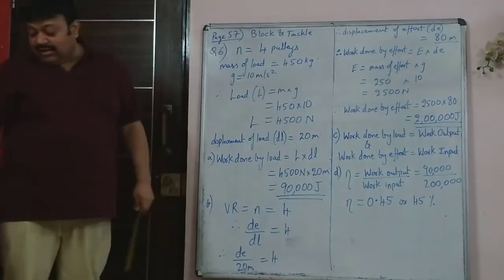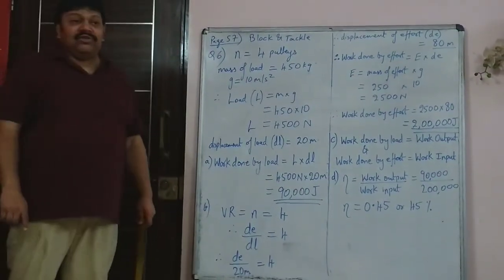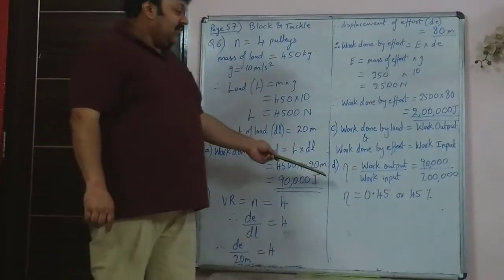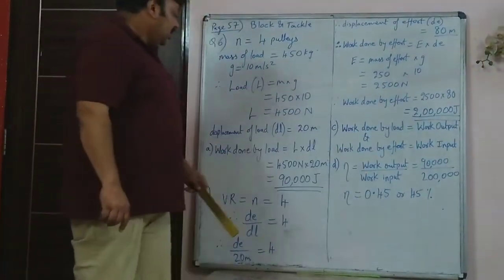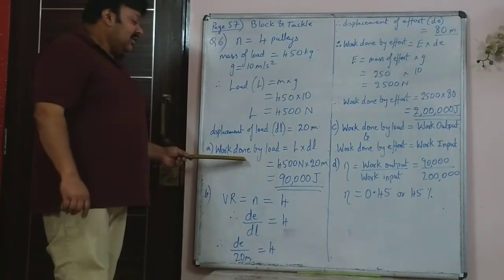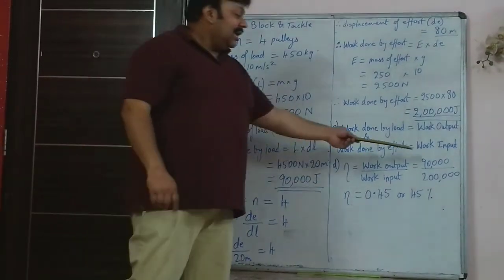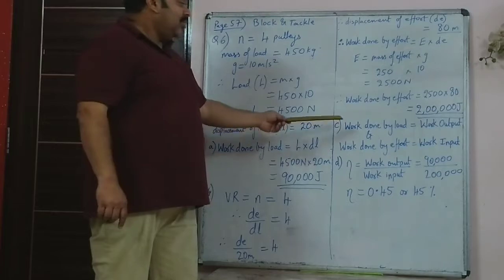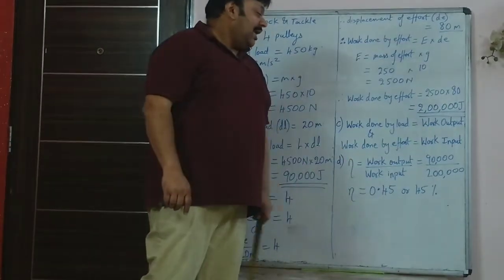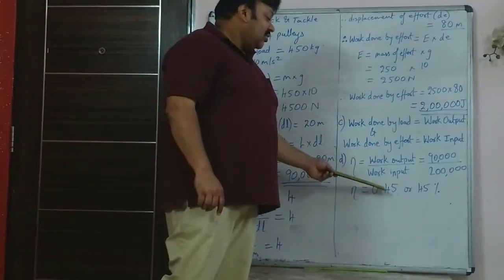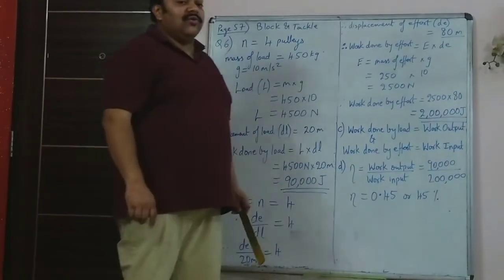And the last question asked there is: calculate the efficiency of the system. Efficiency is work output upon work input. So output work was work done by load, that is 90,000 joule, and input work is work done by effort, that is 2 lakh joule. So this gives you 0.45 or 45%.